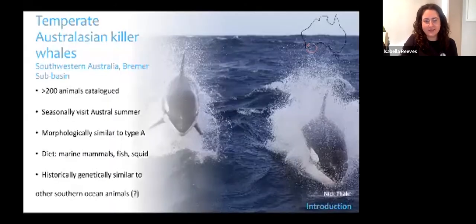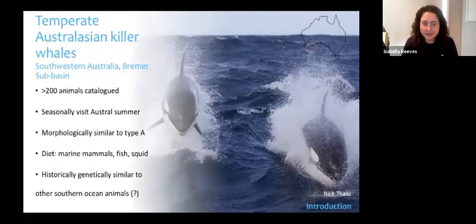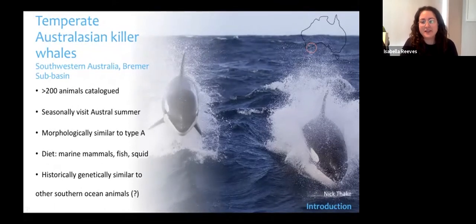Now, the other aggregation in Australia is the aggregation of temperate Australasian killer whales in southwestern Australia in the Bremer Sub-Basin. Just a bit about the Bremer Sub-Basin. It's a really, really cool area. It takes us about 3 hours to get out there by boat. It's a highly, highly productive region. There are so many cetaceans and other species that come through.